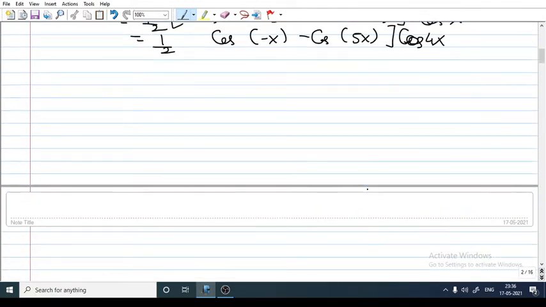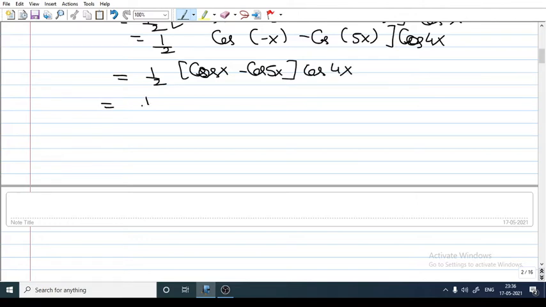So what are we getting after this? It will be nothing but 1/2, cos x minus cos 5x, and here it will be cos 4x. After this we are going to multiply this cos 4x on this side. So cos x into cos 4x minus cos 5x into cos 4x.